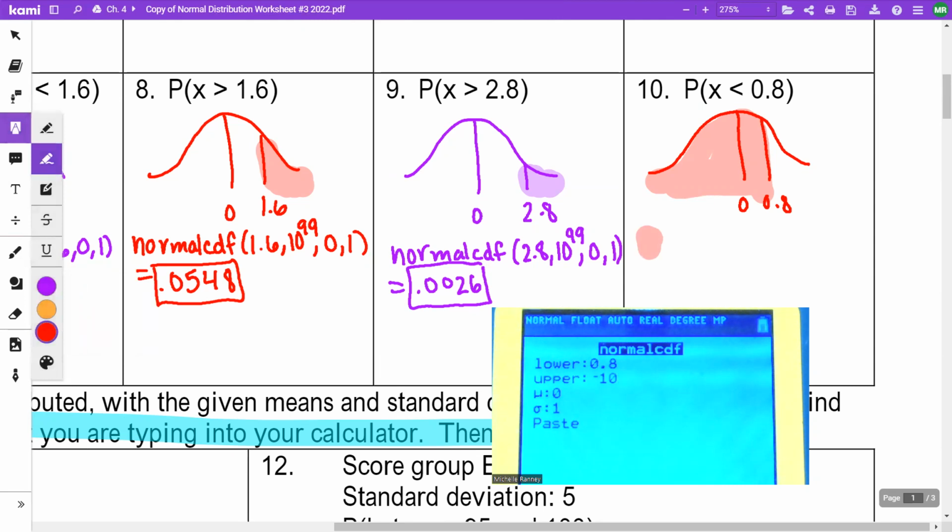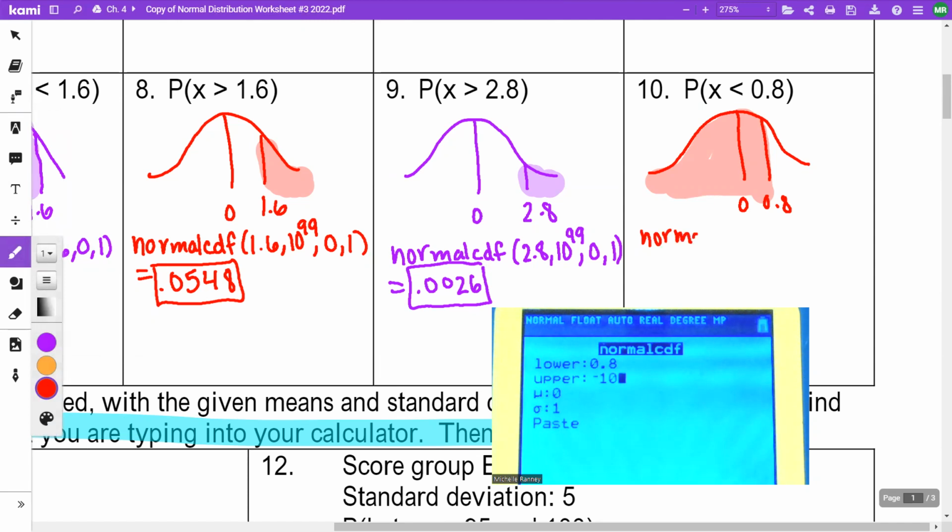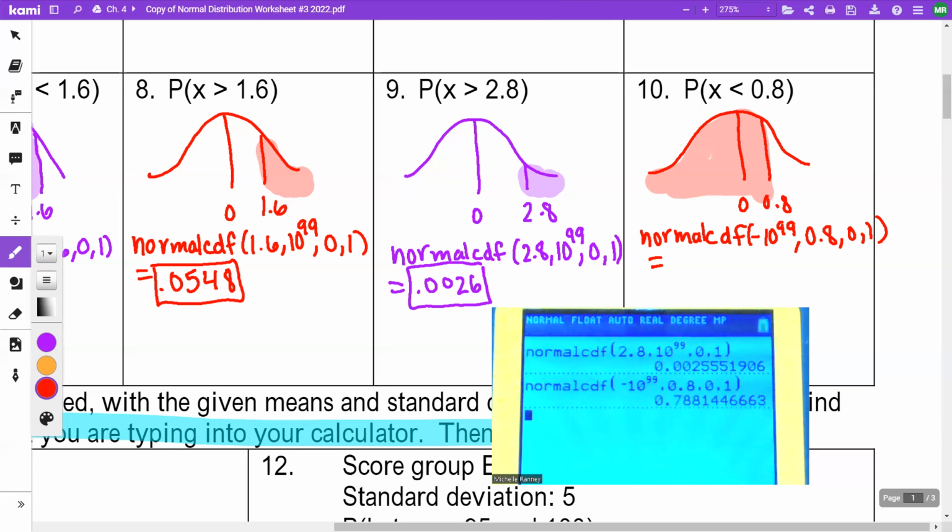So this is going to be, oops, that's highlight. This is going to be normal CDF. I need my lower bound first. So my lower bound is going to be negative 10 to the 99, because that's negative infinity, to 0.8, and then 0 and 1. Okay, so let me come up here. Negative 10 to the 99, 0.8, and then 0 and 1. And I get 0.7881. So we see it's more than 50%.